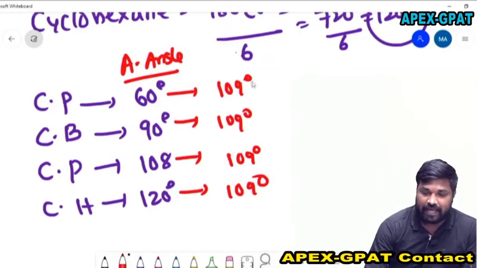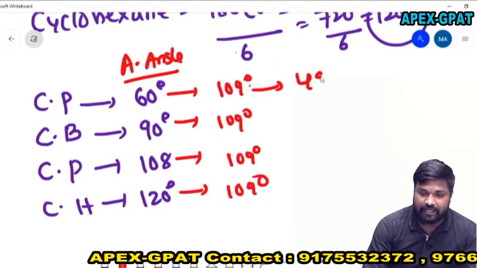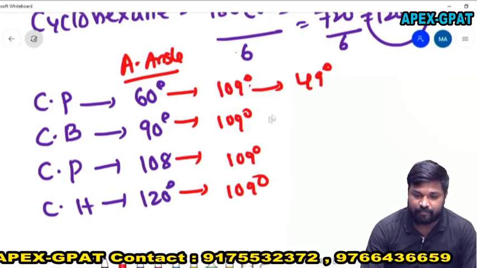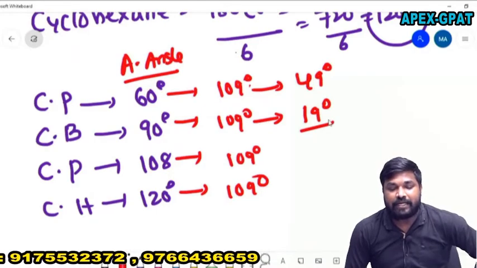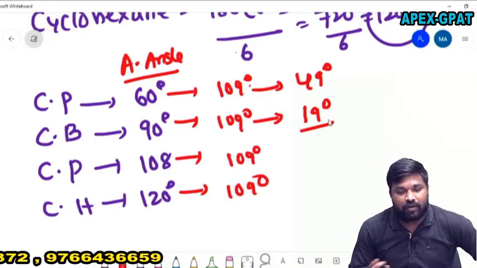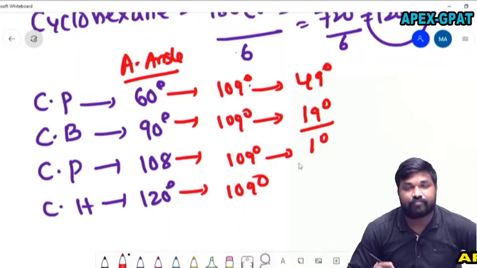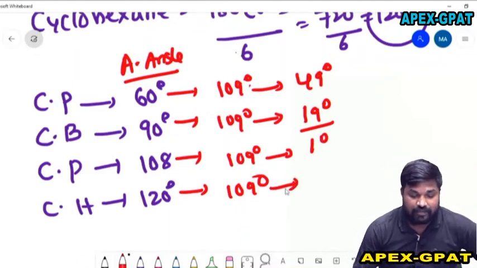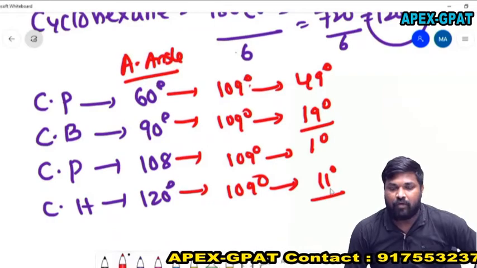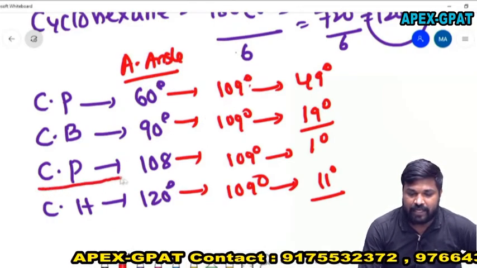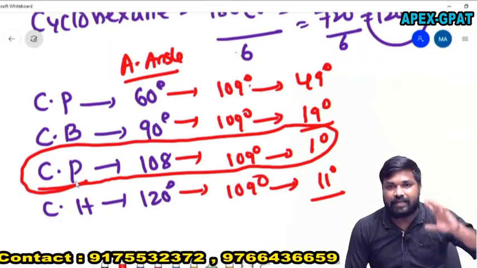Now what is the angle difference? 109 minus 60 degrees, the angle difference is 49 degrees for cyclopropane. For cyclobutane, 109 minus 90 equals 19 degrees. For cyclohexane, the angle difference is 11 degrees. Now look at cyclopentane: the bond angle difference is just 1 degree.